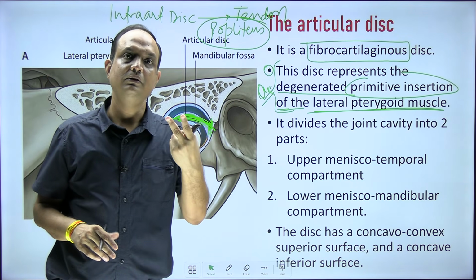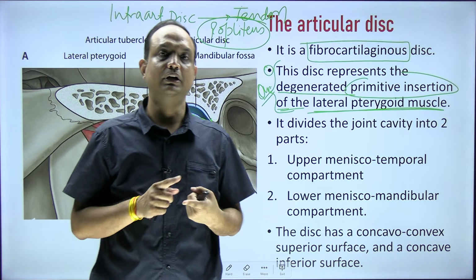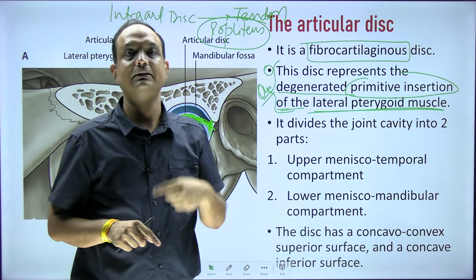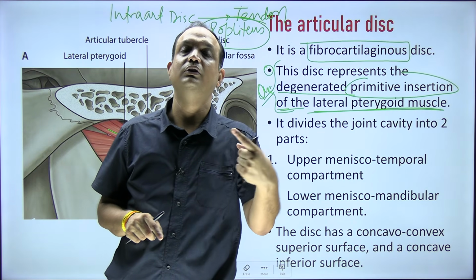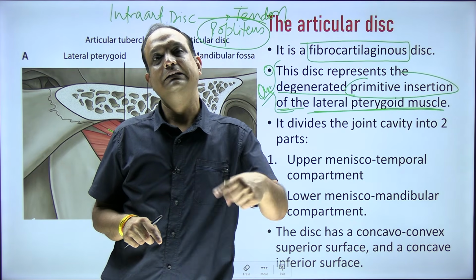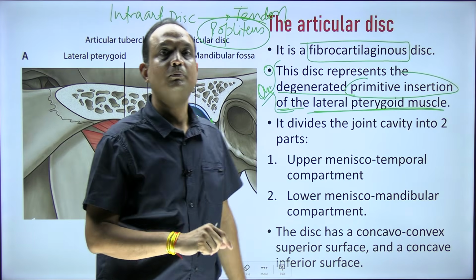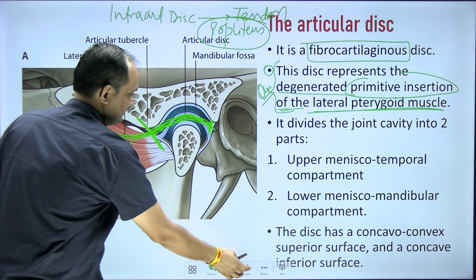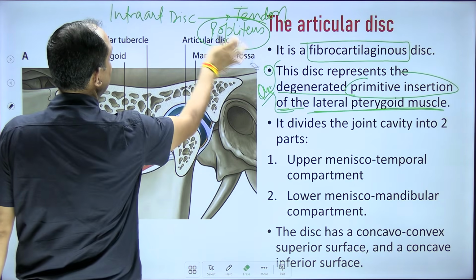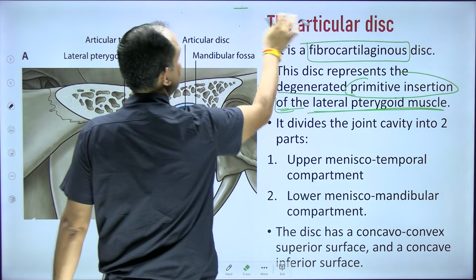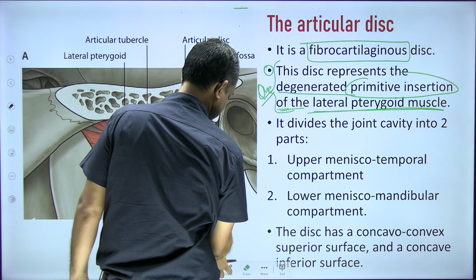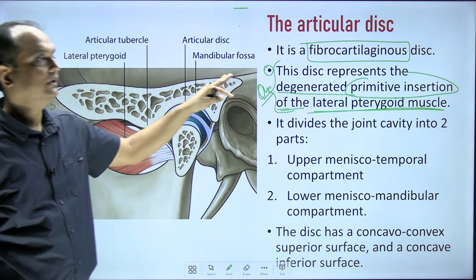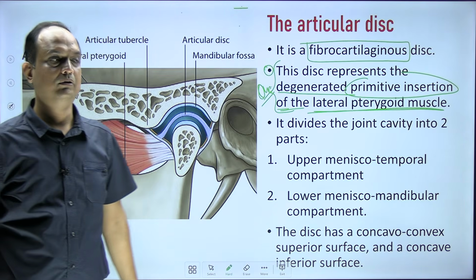So there are two questions. Tendon converted into the disc with evolution: answer is the disc of the TM joint. And the second question, the disc converted into the tendon with evolution: then you have the intra-articular origin of popliteus. Clear? So now we will come to the disc of the TM joint. Whenever you are talking about the disc of the TM joint, it is fibrocartilaginous, and it represents the primitive insertion of the lateral pterygoid muscle.